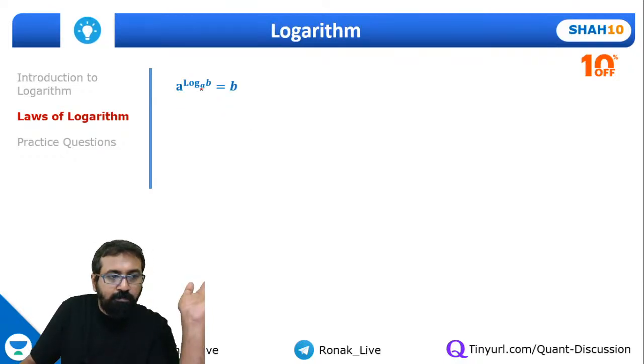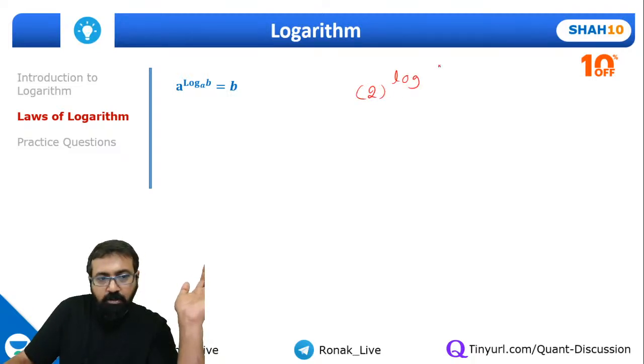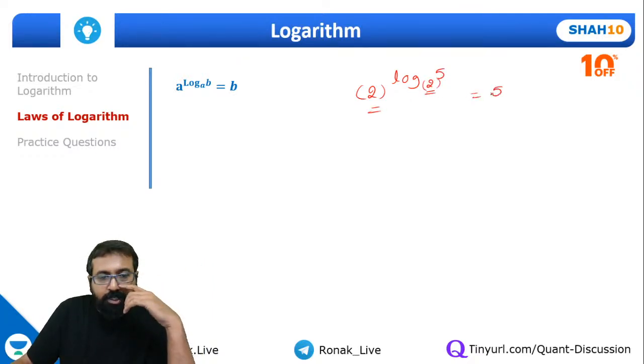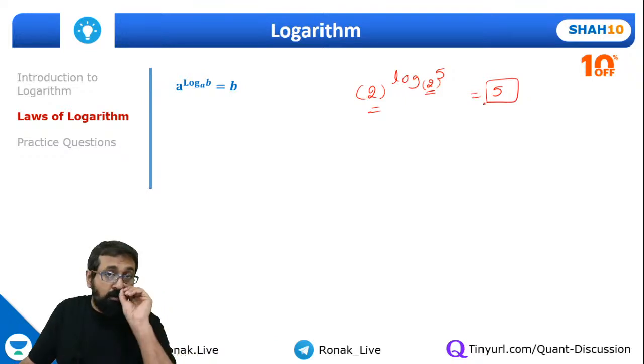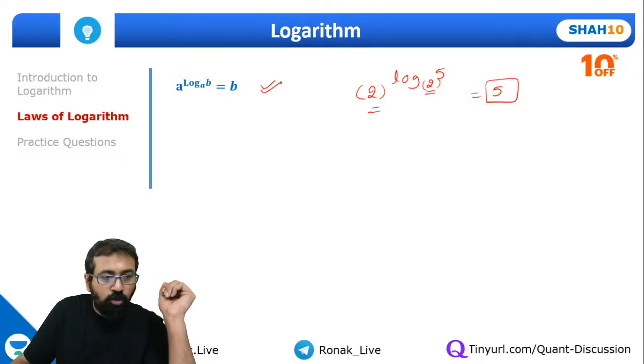A raised to log of b with base a is equal to b. So let's take an example of this one. There is a number 2 and there is a logarithm in the power, so log of 5 with base 2. If this base and the base of the log are the same, the result will be straight away 5. So this is how you need to remember this particular rule, right?